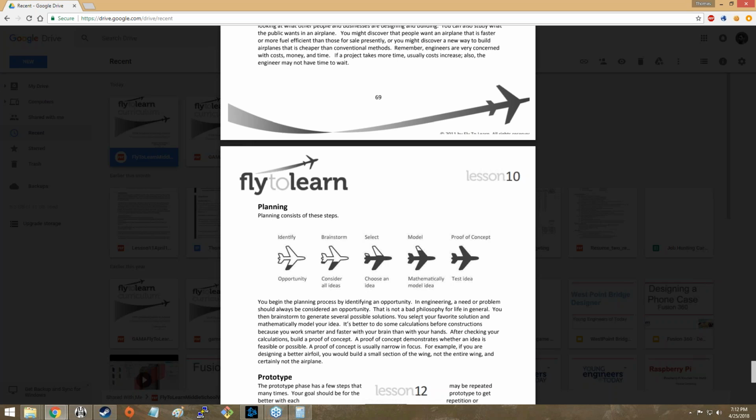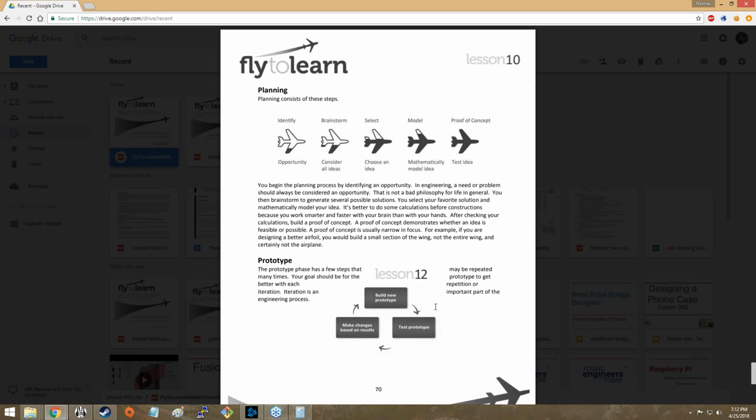So yeah, proof of concept is usually narrow in focus. For example, if you're designing a better airfoil, you would build a small section of the wing, not the entire wing, and certainly not the airplane. So maybe you focus on turbines that are more efficient so that you can lift up a car. So you might build one of these more efficient turbines just as a proof of concept and see if it generates as much lift as you anticipate. Then if it does work and you test the idea and it works out, then you can expand that proof of concept to be on a car, that sort of thing.